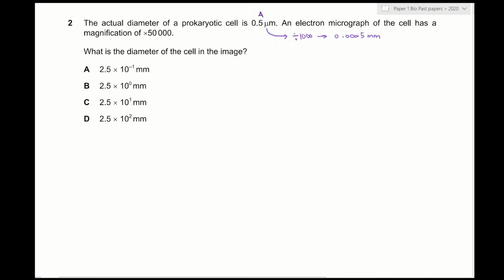The actual diameter of a prokaryotic cell is 0.5 micrometers. An electron micrograph of this cell has a magnification of 50,000. What is the diameter of the cell in the image? As we all know, the equation for magnification is I over AM, and here it's asking for the image size. Here we have the actual size and the magnification. First of all, we must convert the units from micrometers to millimeters. We do this by dividing the answer by 1000. Then we multiply the actual size by magnification. This gives us C. 3.